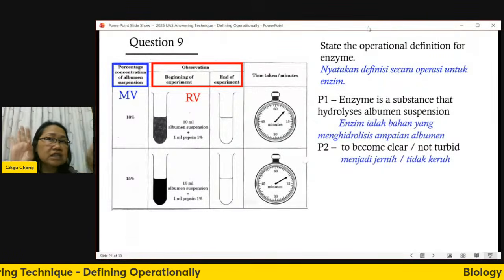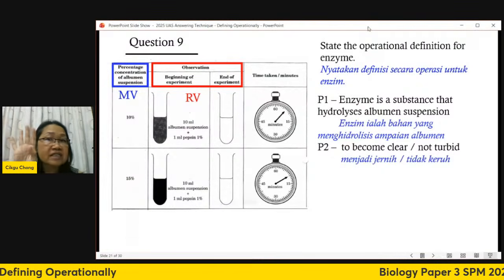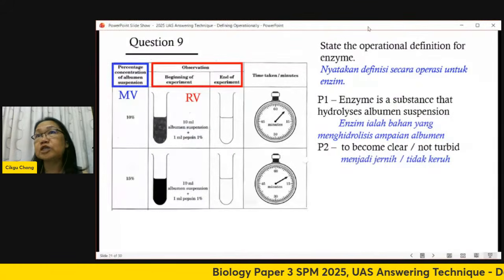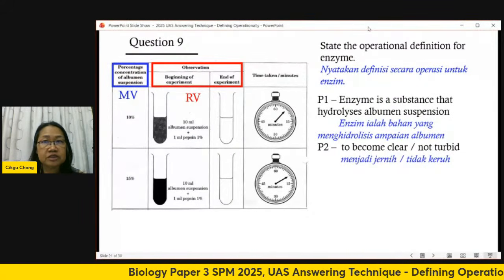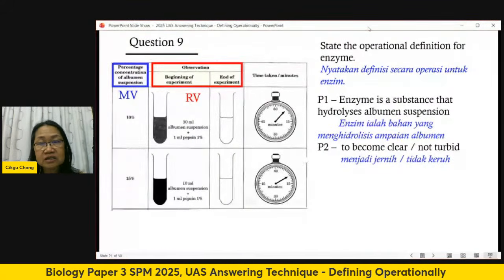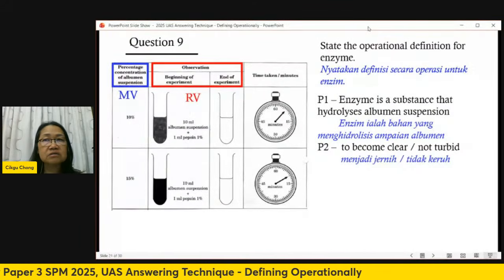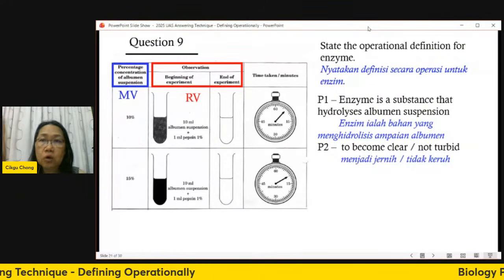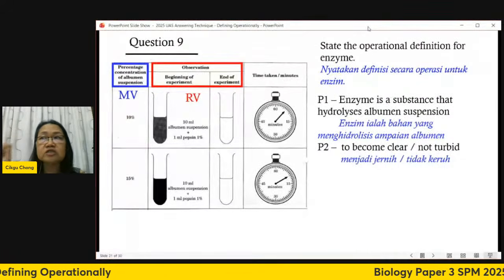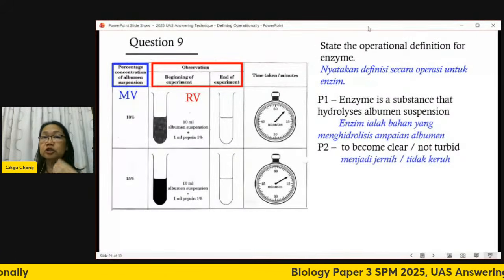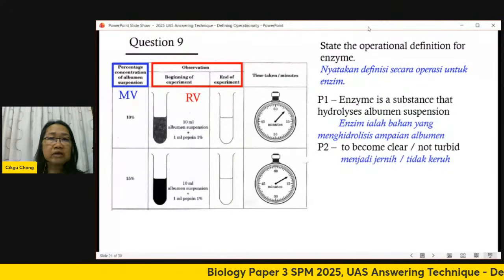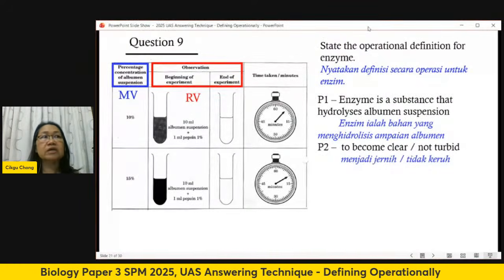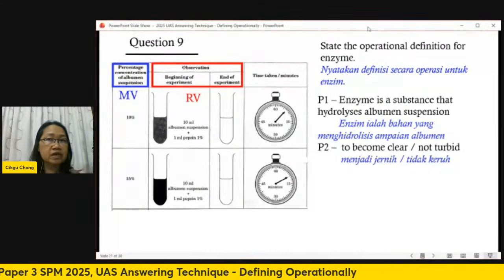So you see, suspension and solution, you should not use interchangeably. Something that does not dissolve, you say suspension. For example, flour suspension, starch suspension. When you prepare your starch suspension, you see it's blur, right? It's cloudy, you cannot see through. But if it's sugar or salt, you never say suspension. You say solution, because salt and sugar can dissolve in water.